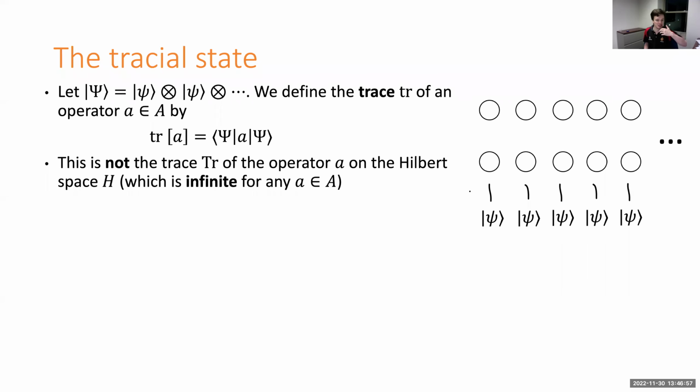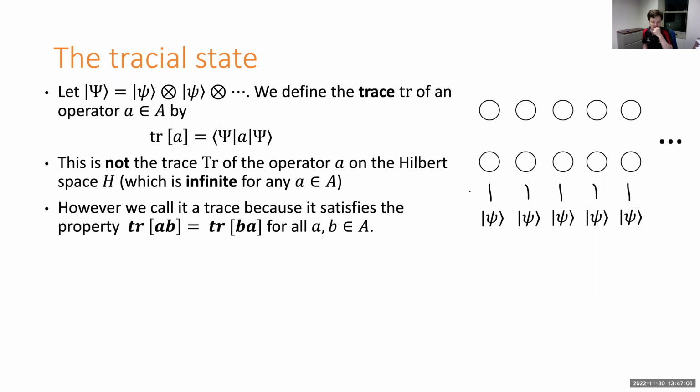So I want to be clear that this is not the trace of the operator A on the Hilbert space H. That's actually infinite for any A in this algebra. But we call it a trace just because it satisfies the property that for any pair of operators A and B in our algebra, trace of AB is equal to trace of BA. Okay, the trace of commutators is 0.